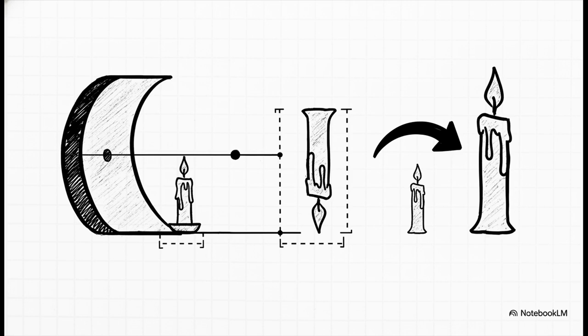Right below that, we have the magnification formula, which tells us exactly how large or small the image will be compared to the real object. We find that by taking the height of the image and dividing it by the height of the object. Mathematically, that is completely equivalent to negative v divided by u.